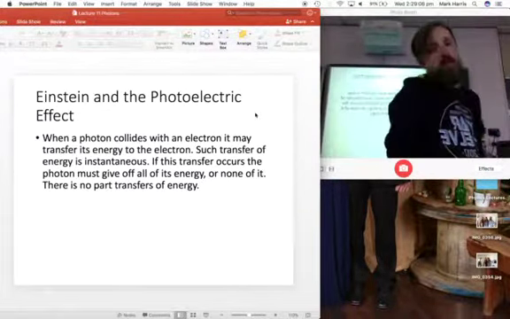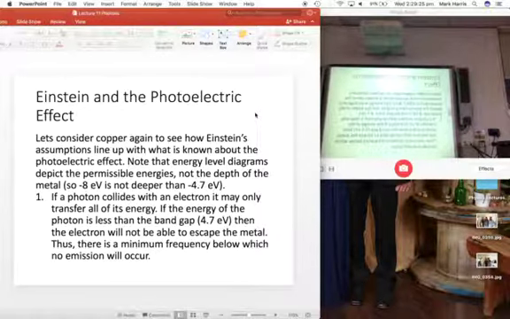So consider copper again. And let's see how Einstein's assumptions line up with what we know about the photoelectric effect. If you can't remember the stuff from before, remember this, because this ties it all together.